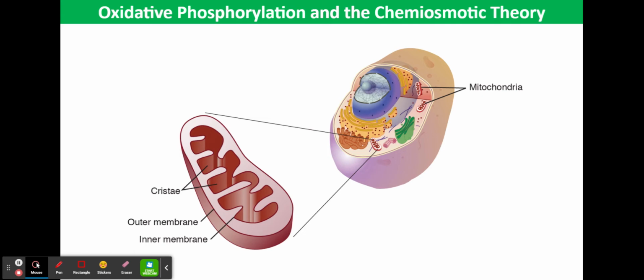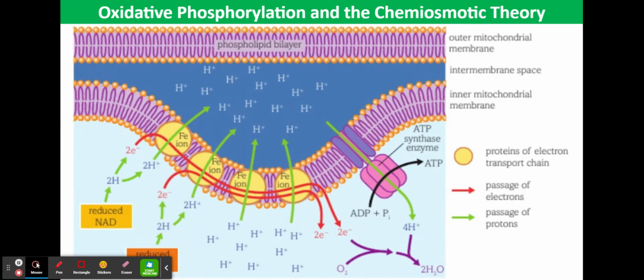It involves electron carrier proteins arranged in chains called the electron transport chains, which are embedded in the inner mitochondrial membranes, as well as a process called chemiosmosis. The folded cristae give a large surface area for the electron carrier proteins and ATP synthase enzymes.